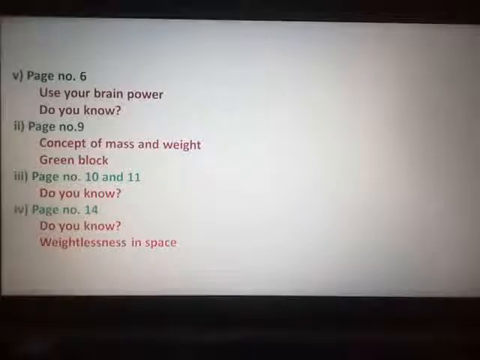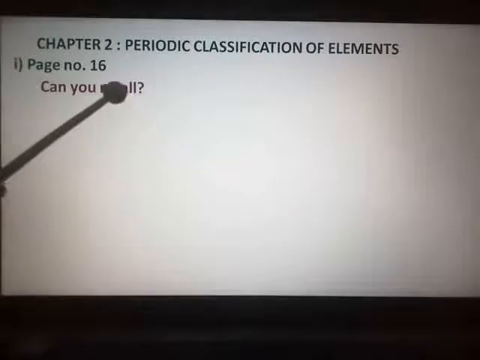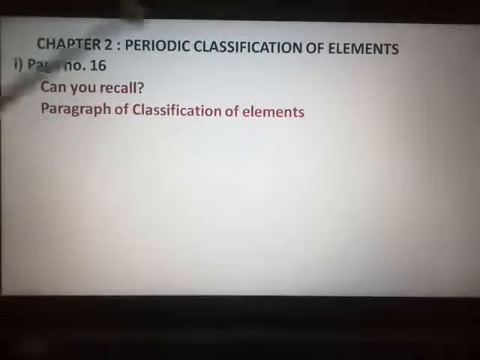Chapter number 2, page number 16. Periodic classification of elements. Page number 16, right on the top you have can you recall, remove that activity. All the 4 questions. Below that you have the paragraph of classification of elements. That paragraph also you have to remove.